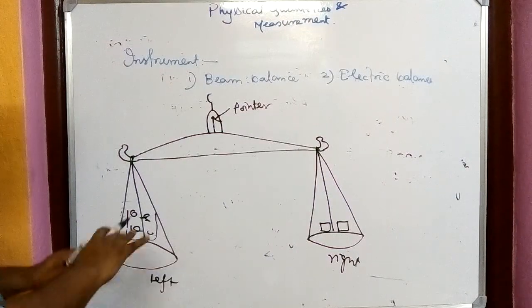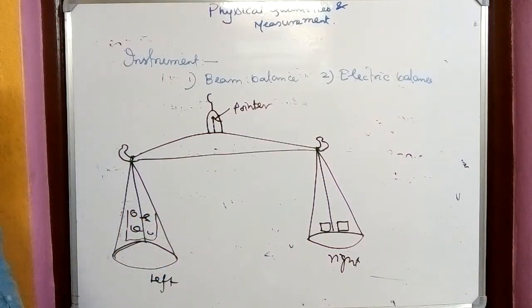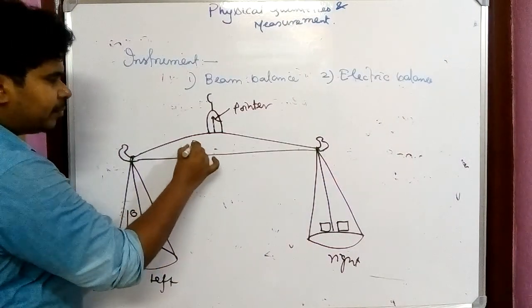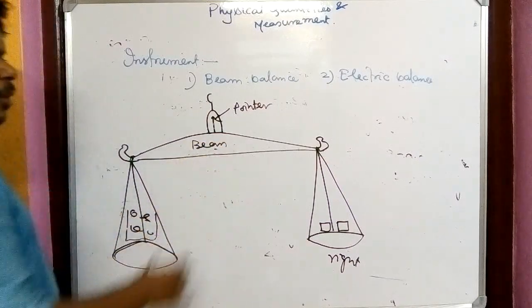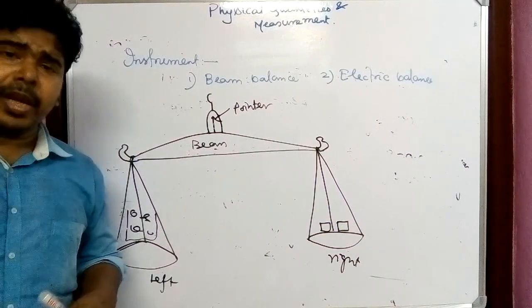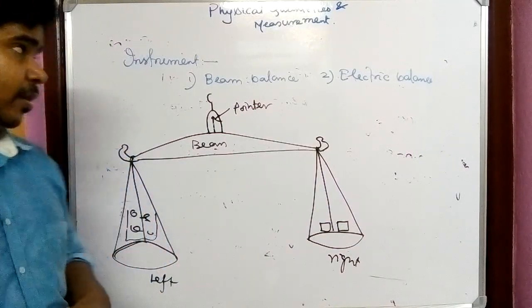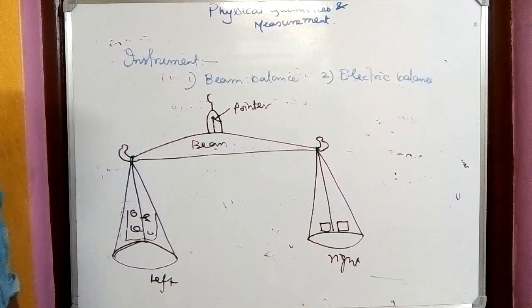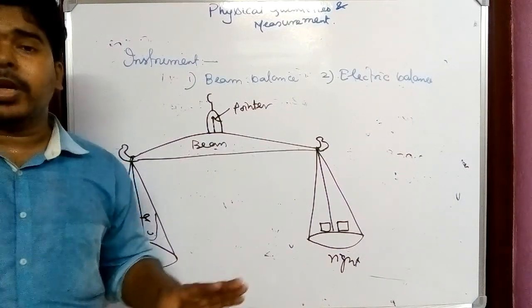So by that we can measure the mass of the substance, and this is the beam, and that's why the name is beam balance. So by balancing it, we can measure the mass of the substance. So that is an instrument by which we can measure the mass.